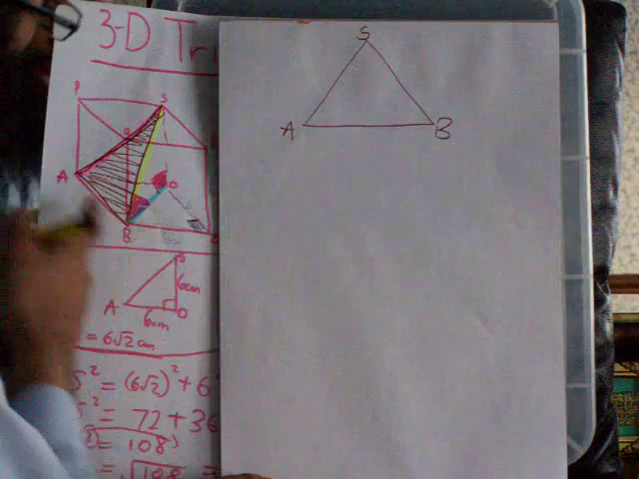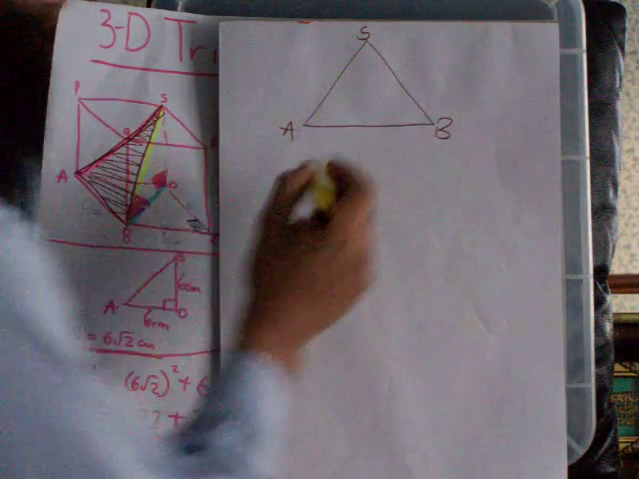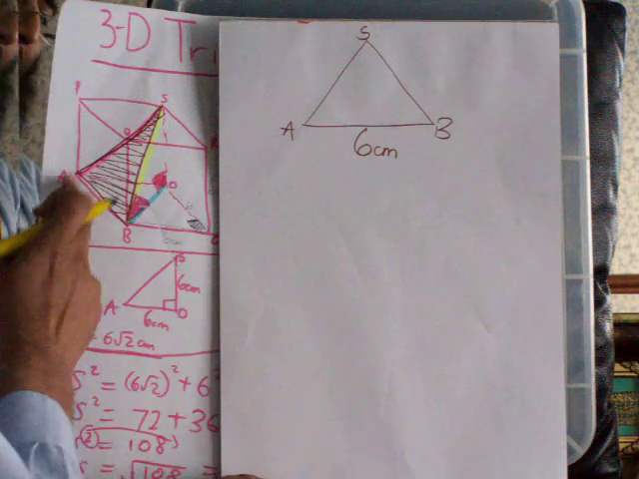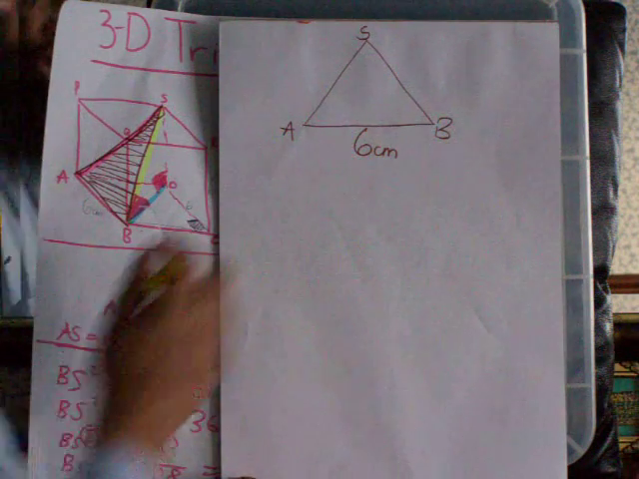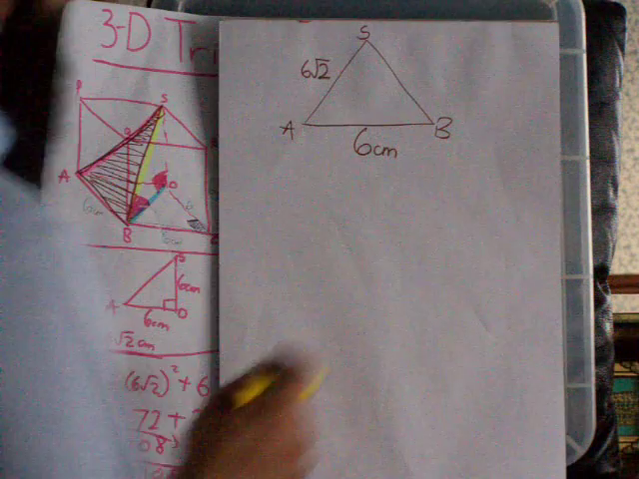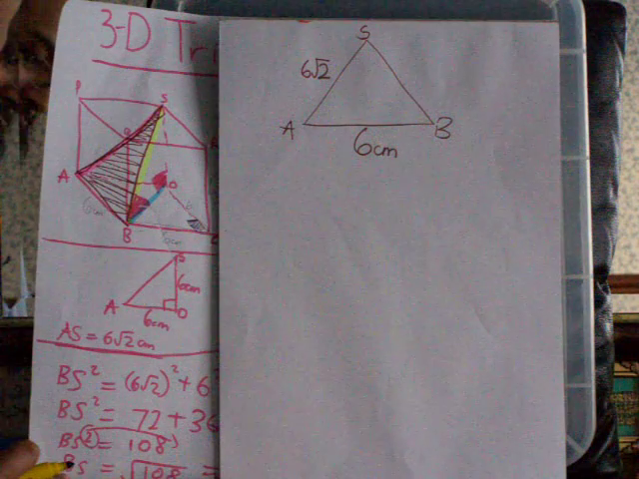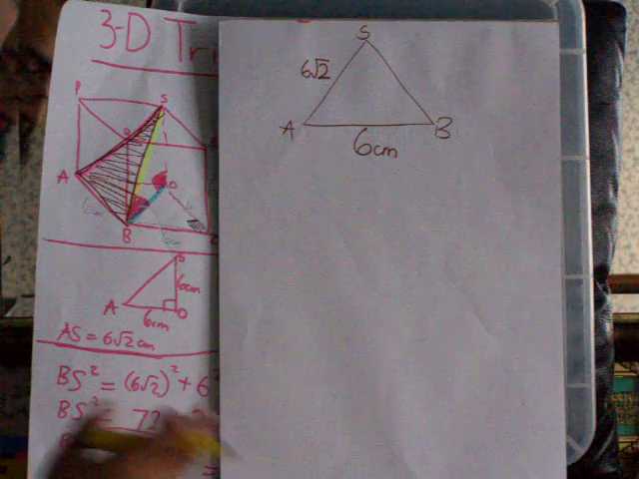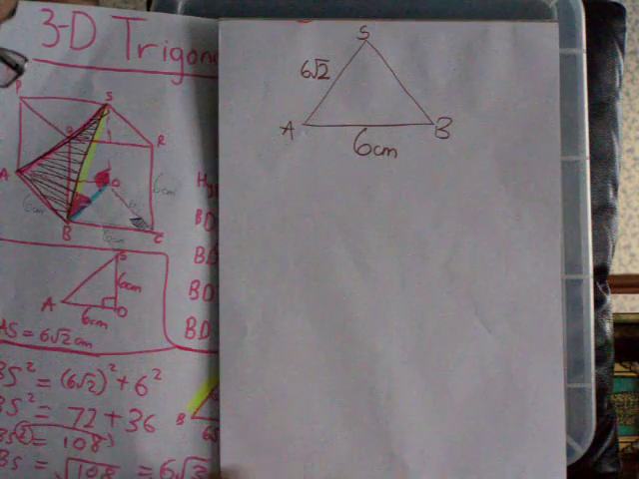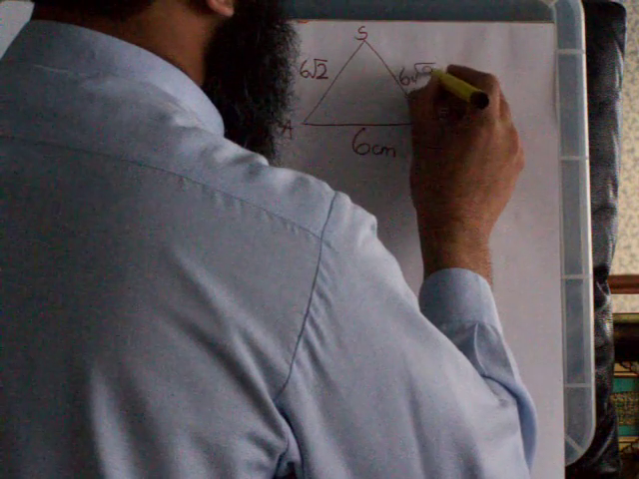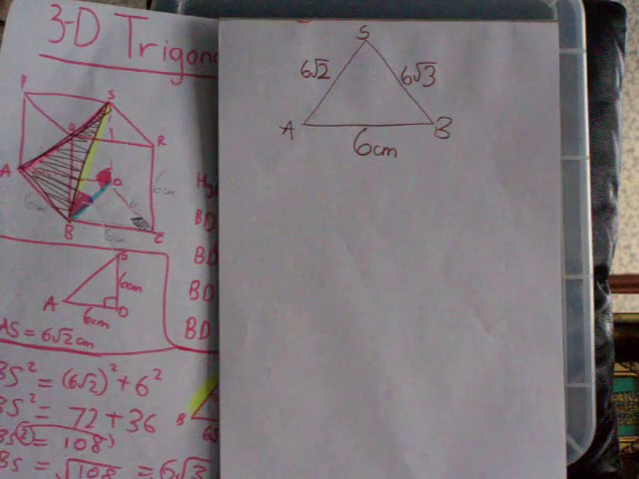Now, from our original diagram, AB is 6 centimeters. We know AS from our original diagram is 6 root 2. We know SB, which we just worked out. SB and BS is the same thing, which is, what was it? 6 root 3. Yeah, 6 root 3. There. Okay, done.